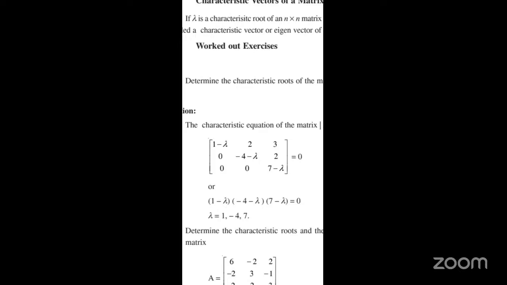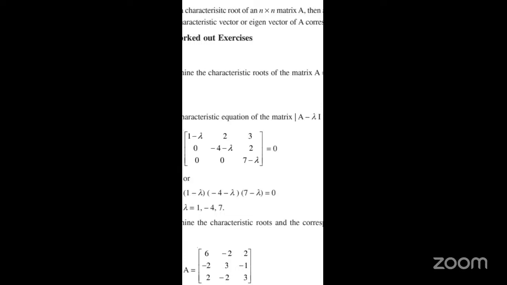Before solving, we must mention the given matrix A equal to first row 1, 2, 3, second row 0, -4, 2, and the third row 0, 0, 7. Then the characteristic equation: what is the characteristic equation of a matrix? Please respond here, friends. It is |A - λI| = 0.